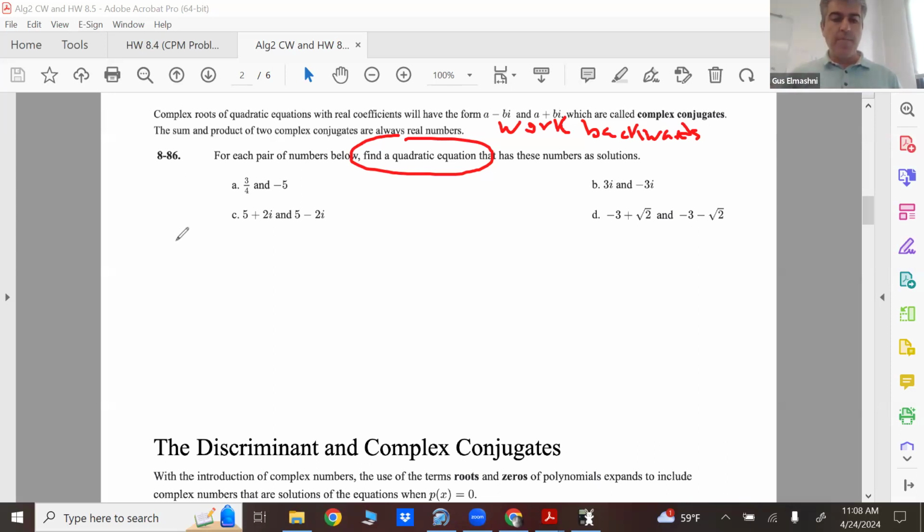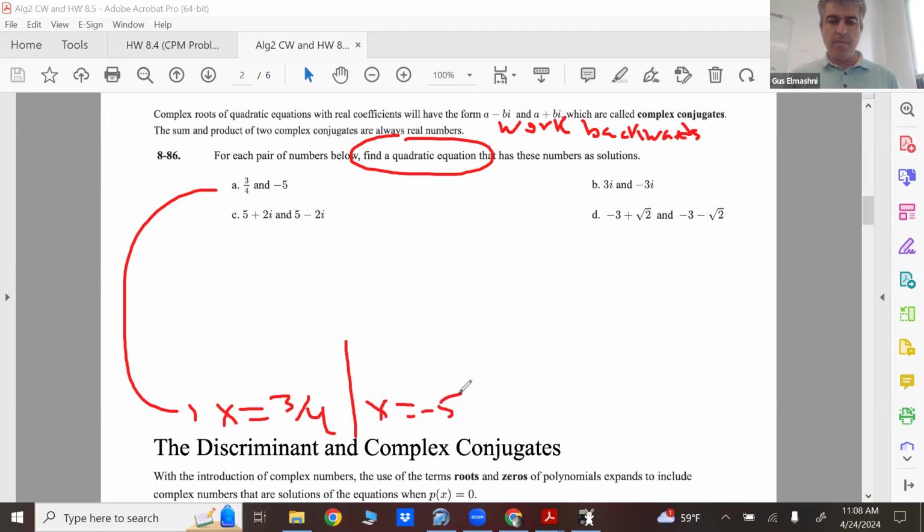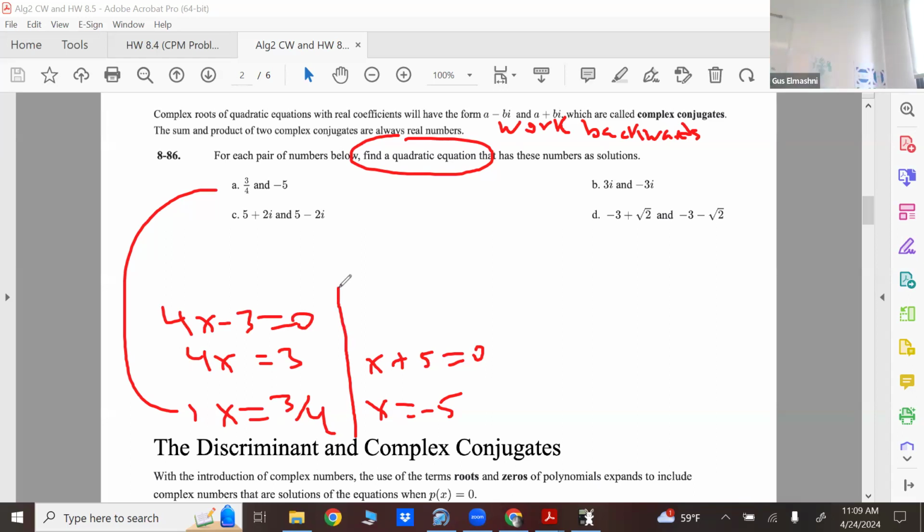So what I'm going to do for part A is I'm going to start by doing this. If you look at x equals -5, where did that come from in the first place? X plus 5 equals 0, exactly. Where did x equals 3/4 come from? From 4x equals 3. And then 4x minus 3. Yeah, thank you, Luke. You got it. Does that make sense what I'm doing so far? How I'm working backwards? I'm taking the solutions and I'm reversing the process, right? I'm getting back to the original equation.